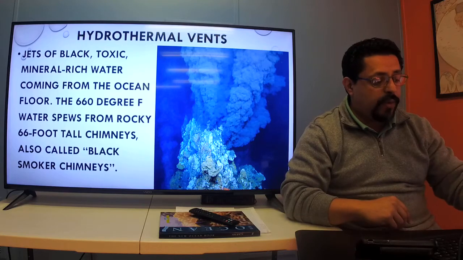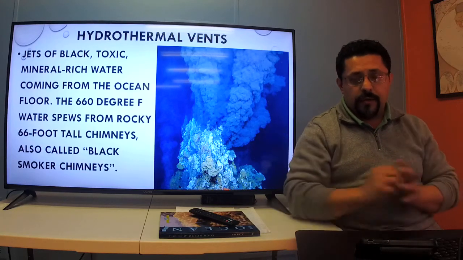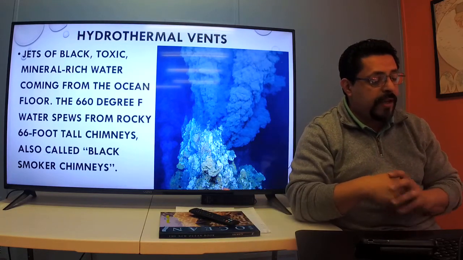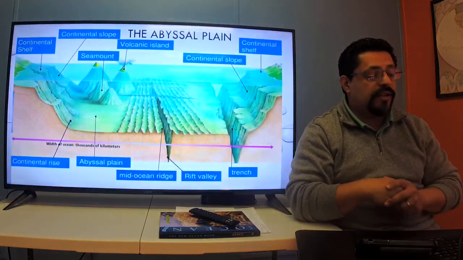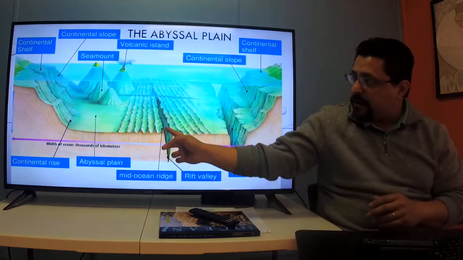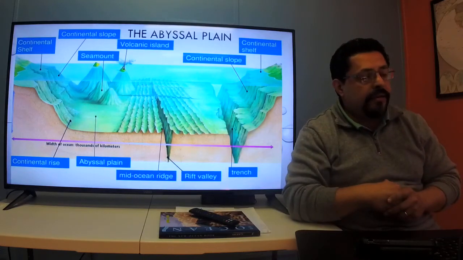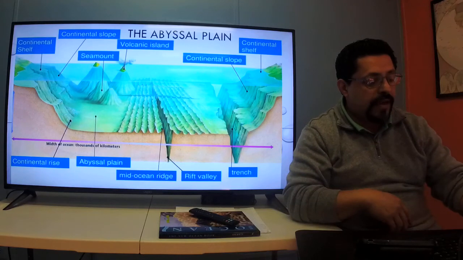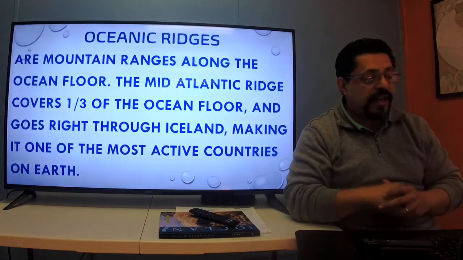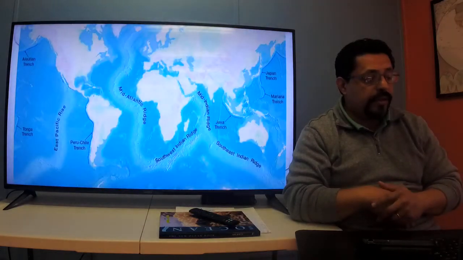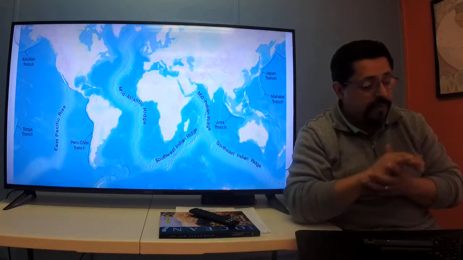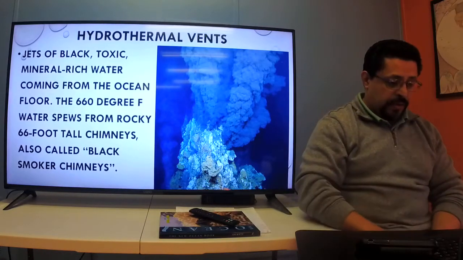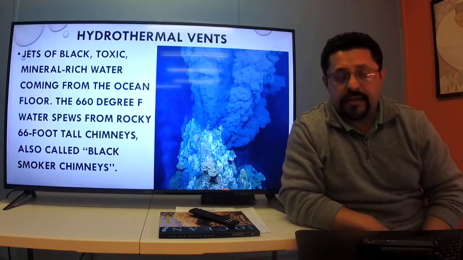In the abyssal plain, we find 3 great features. We have the trenches that go down into the floor of the oceans, right? They disturb the abyssal plain. Right here is a trench right there. And then we also have not only the trenches, but we also have the oceanic ridges. There's a picture of a map of the oceanic ridges around the world, and then we have the hydrothermal vents. All right, these are the notes for this class.